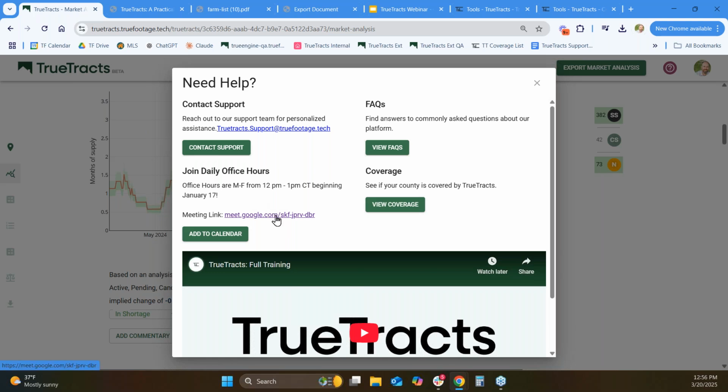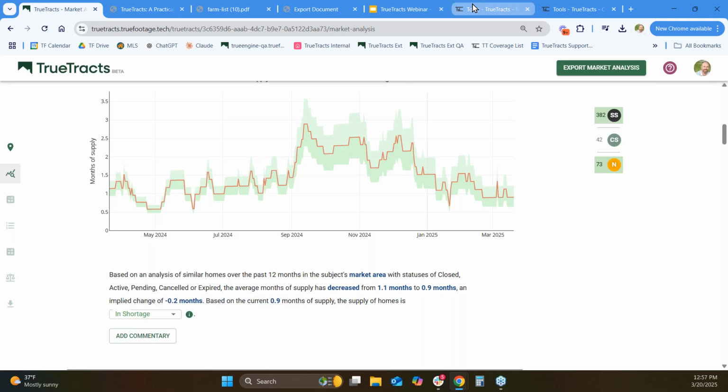If you use the tool the first time and you go, this sucks, I don't understand the results, it's probably because you did something wrong. There's some things you can do wrong with filters and some other user errors. There's a lot going on with this tool, so please jump on office hours. We'll show you what you're doing wrong and how to make it easy. Once you get used to this tool, it's literally a 5-minute process to run market analysis.